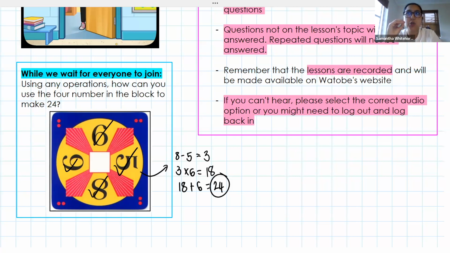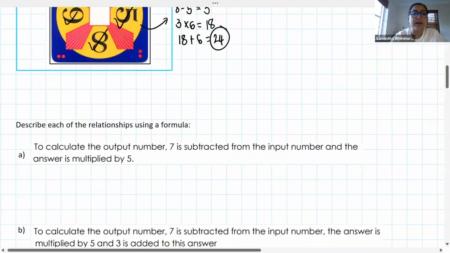Graphs are hugely important. So it's really, really important that we get these foundations right, because like I said, it's going to be a massive part of your maths in future.